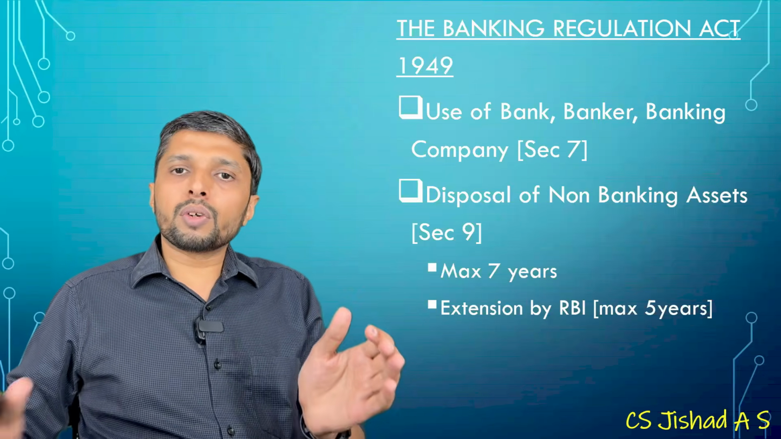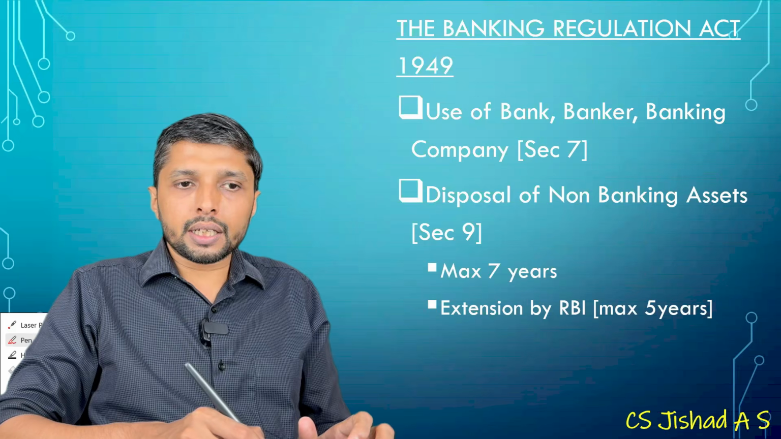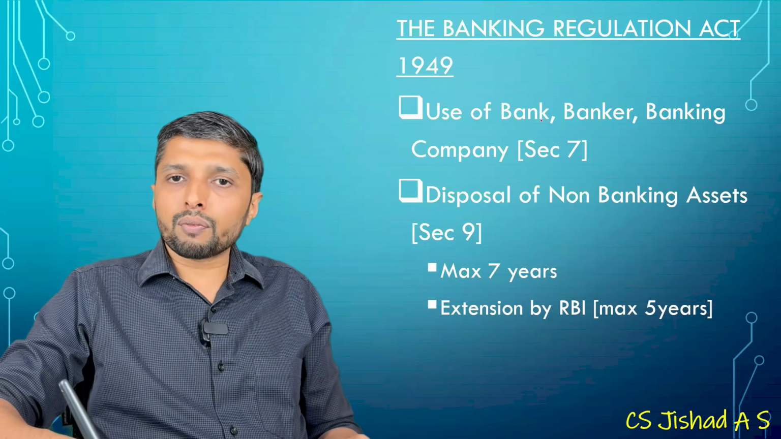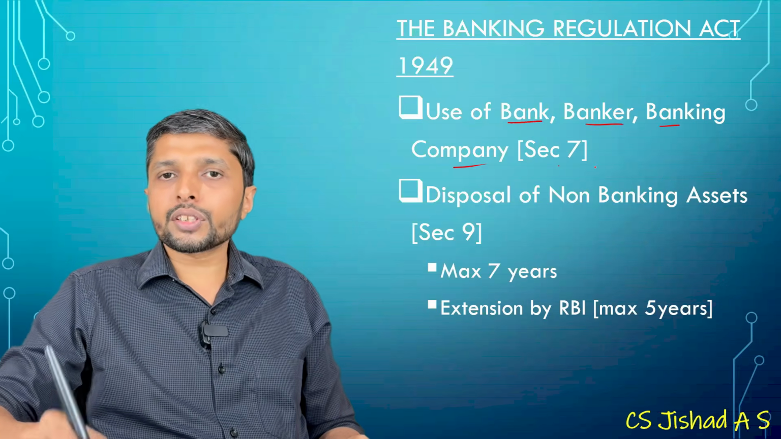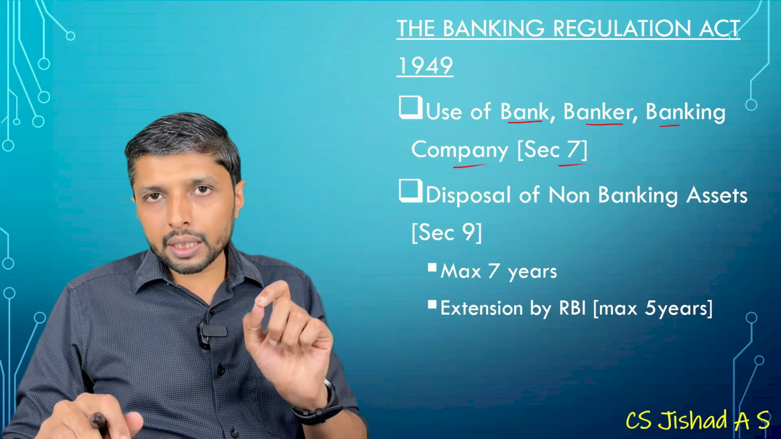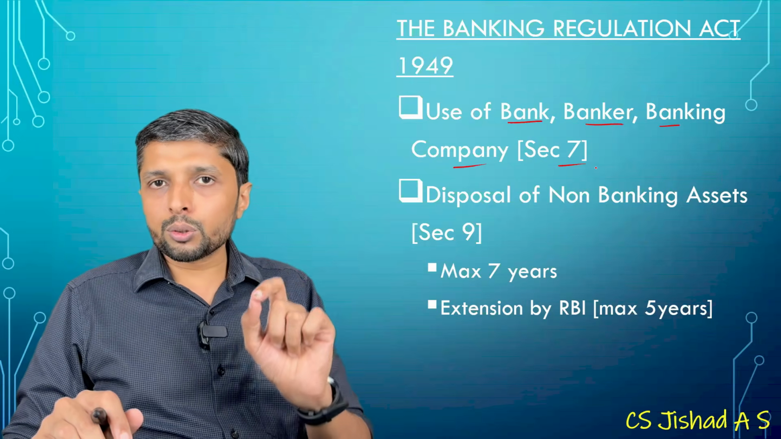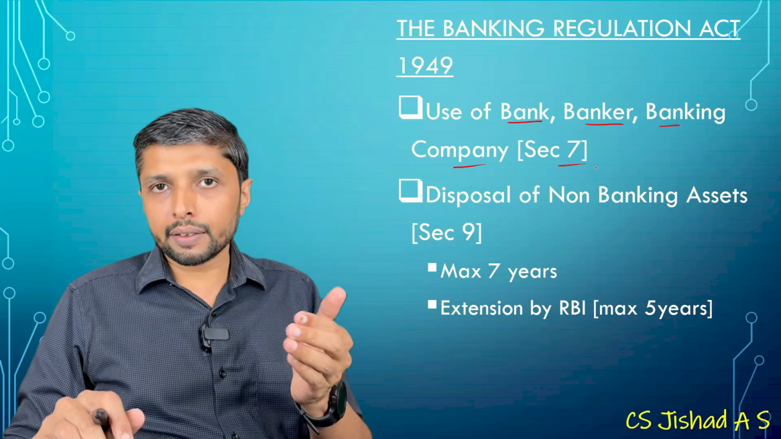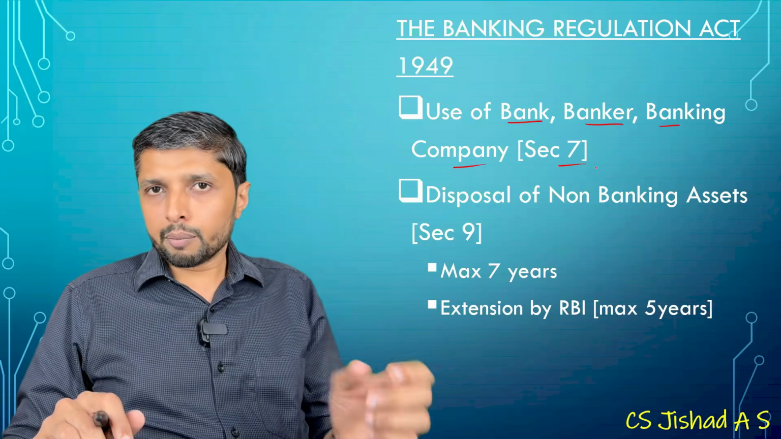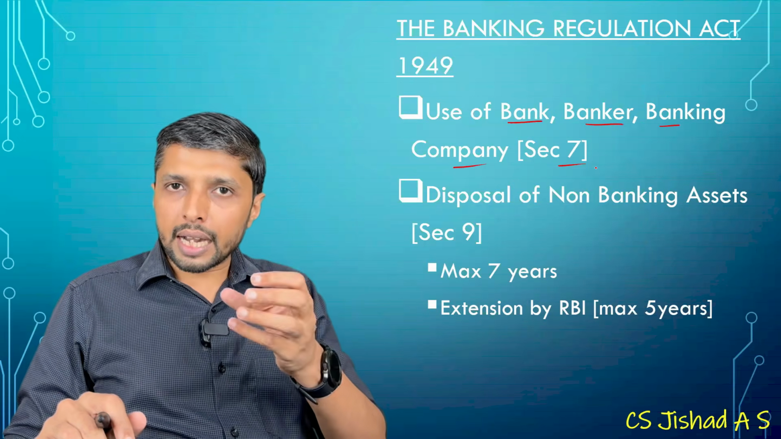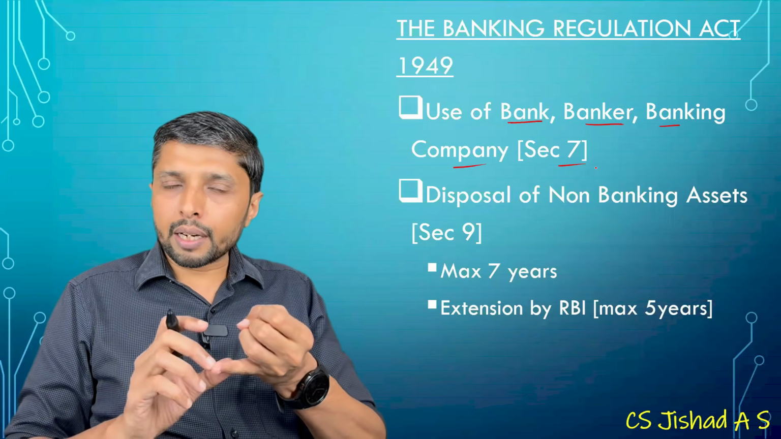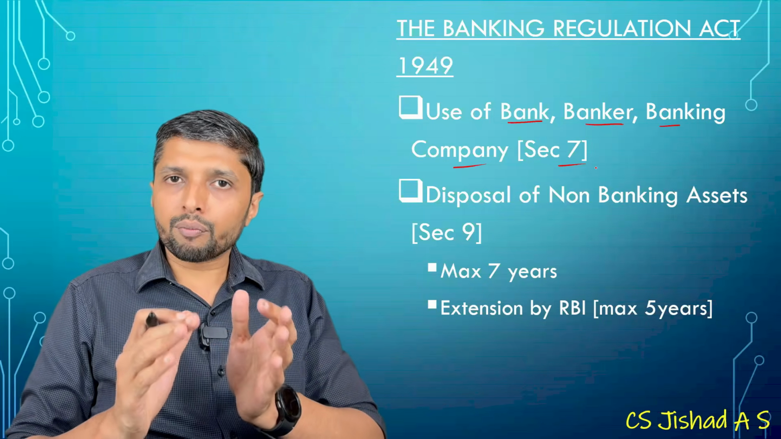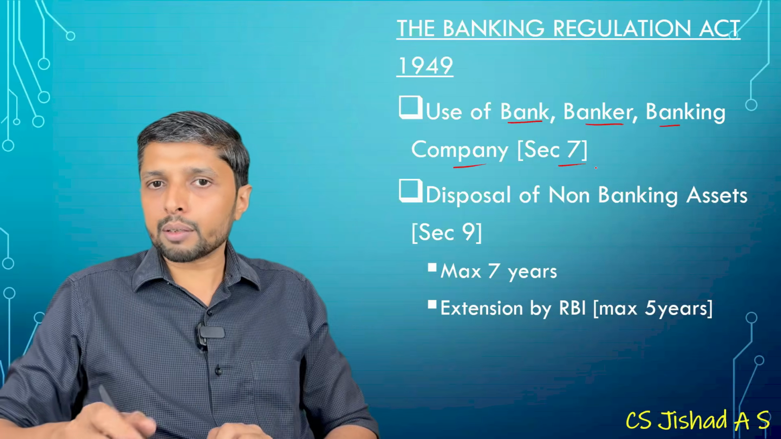Okay, now we'll move to the provisions of the Banking Regulation Act 1949. It specifies the use of the words bank, banker, banking company under section 7. No company can operate its business using the term bank, banker, or banking company unless it is a banking company. It cannot be used by any other entity. But in certain circumstances, the act gives relaxation that it can be used by an association of banks, or by a subsidiary. A subsidiary of a bank can specify that it is a subsidiary of that particular bank.